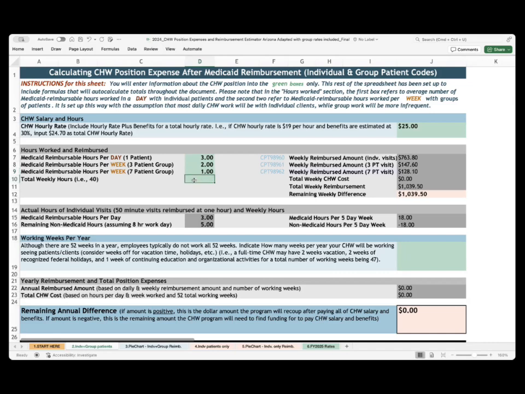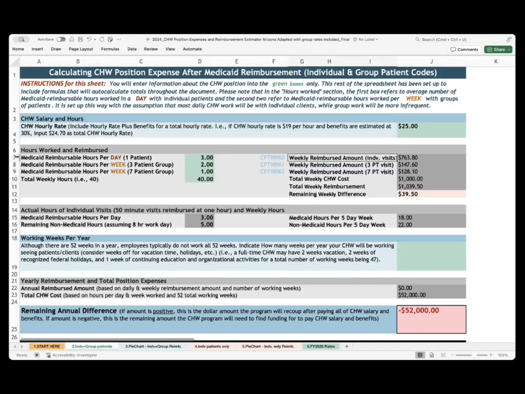And the last box here is how many hours a week in total does the CHW work? In our example, we'll assume they work 40 hours a week. And now all of a sudden we have the information that is auto-calculated. So I'll tell you how to read through it.